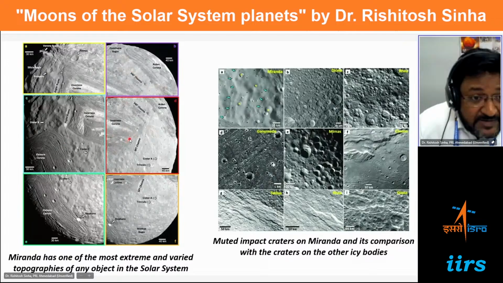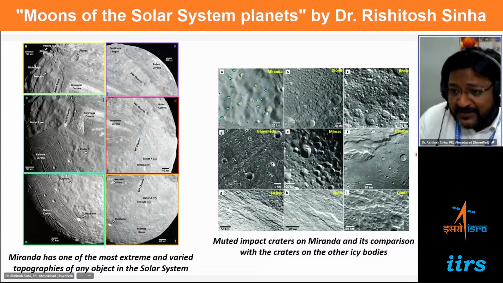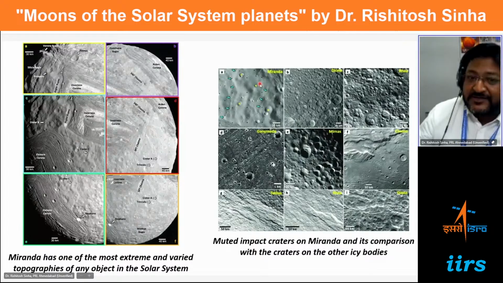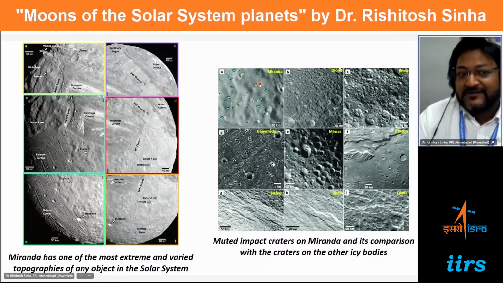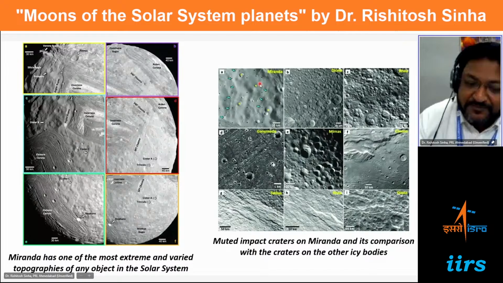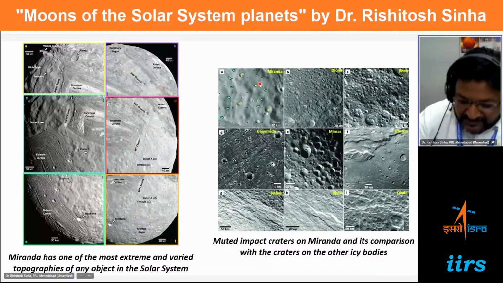So the question that becomes important again is how they could have formed. And you see another example here where I'm comparing the muted craters that are formed on Miranda, and how they compare with the other moons. So all these evidences propel us to explore these moons in detail.